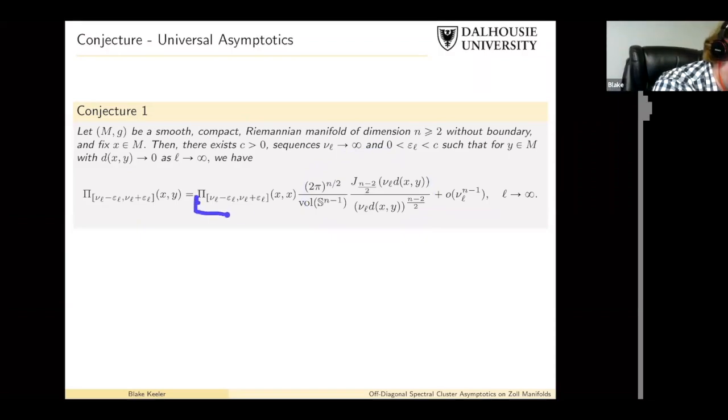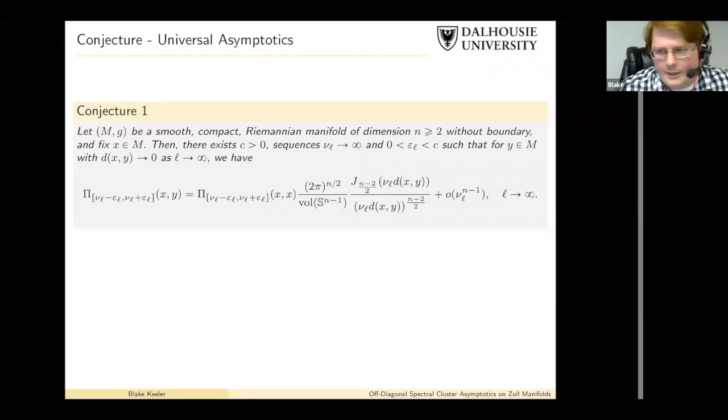And we also have this additional factor that corresponds to the spectral cluster evaluated at the diagonal. So this is where you get your nu sub L to the n minus 1 from on the previous slide. So this is the thing that's essentially accounting for the number of eigenvalues that live in this window from nu sub L minus epsilon to nu sub L plus epsilon.